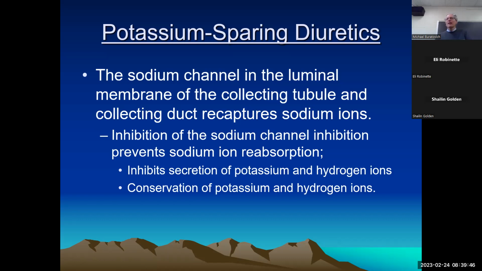They are not terribly powerful diuretics, so they will tend to be used in combination with other things. There are situations under which these diuretics are very useful. Reason being, most of the diuretics we've talked about, you lose quite a bit of potassium. These can prevent that loss of potassium.